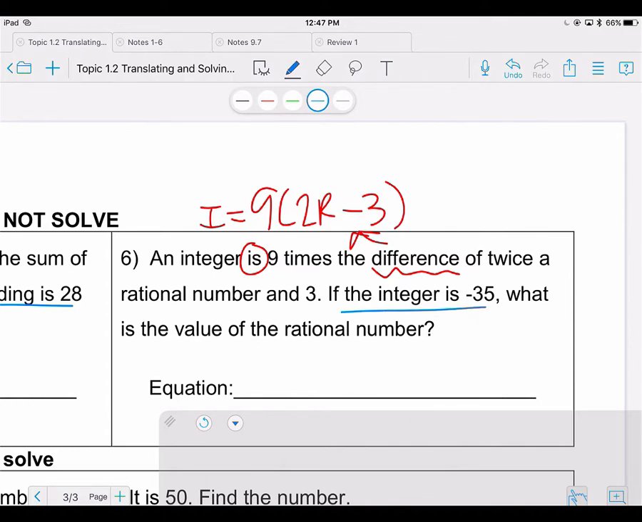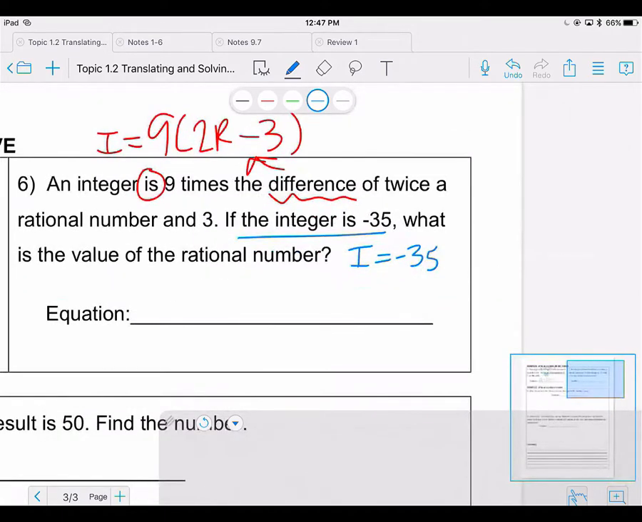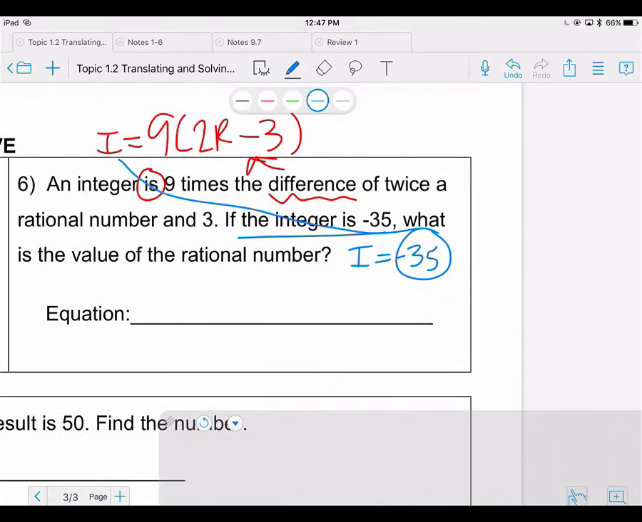The second sentence tells us the integer is negative 35. So when I write my full thing, instead of I, I'm going to write the number for I. So negative 35 equals 9 times 2r minus 3.